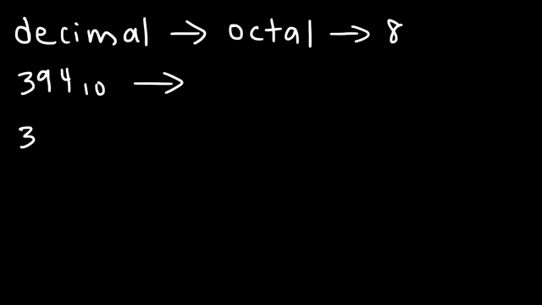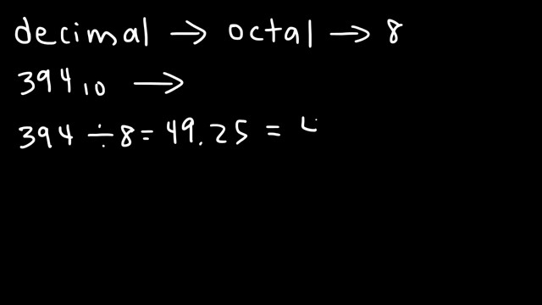Well, the first thing you need to do is take the number that you have and divide it by 8. So let's use a calculator to do that. Now, 394 divided by 8 is 49.25. Now, what we need to do here is identify the remainder. So we have 49 and then remainder.